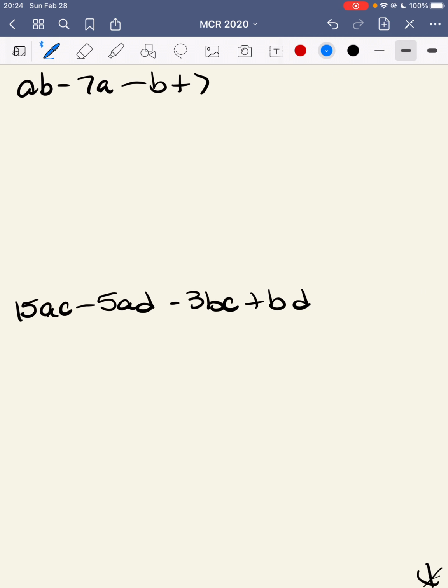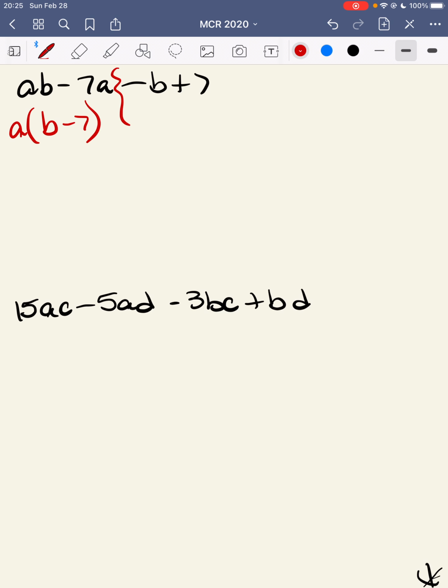Right, let's look at a couple other ones. So here I have another one. I'm going to go ahead, first of all, look for a GCF for all 4 terms. I do not have one. I'm going to split it in half in front of the second sign. My GCF for the first 2 terms is A. When I factor out A, I'm left with B minus 7.